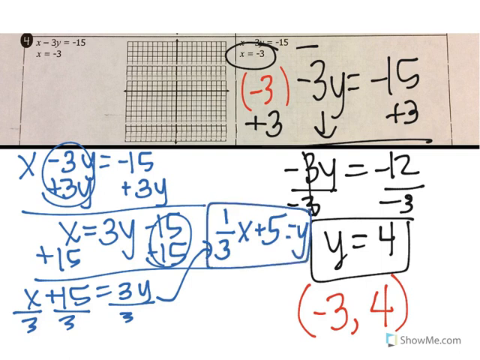So we talked about on that other slide how this was our y-intercept, and this told us our rise here, which is 1, over our run here, which is 3.